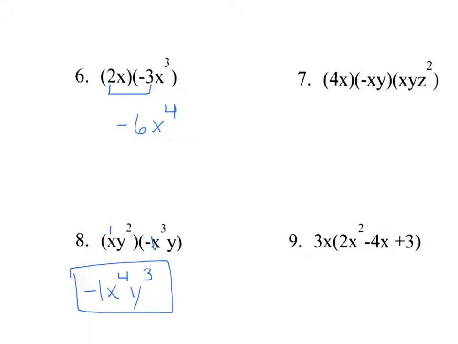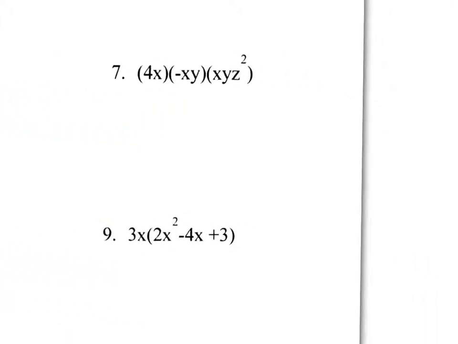Okay, so now we're going to work with number 7. So let's shift over here. Number 7, again, be careful with these coefficients. Okay, coefficients, there's actually another coefficient right there. It's another negative 1. So 4 times negative 1 is negative 4.